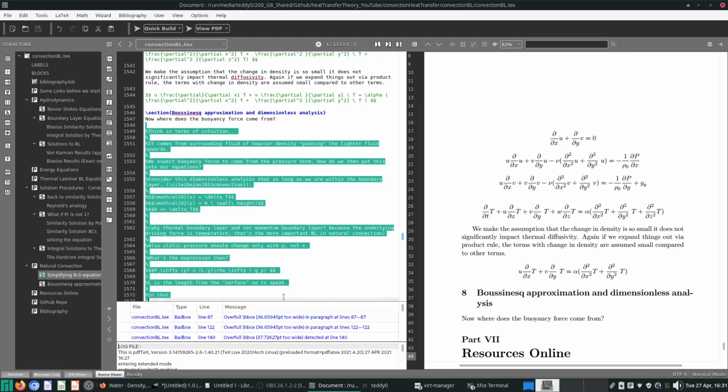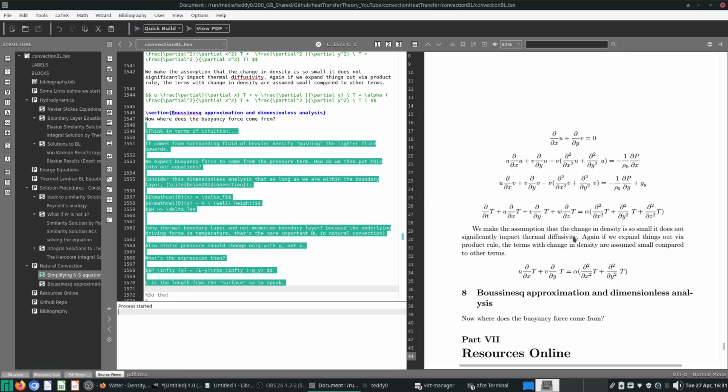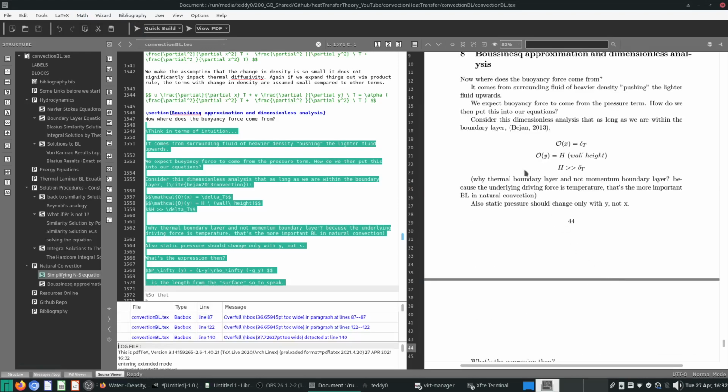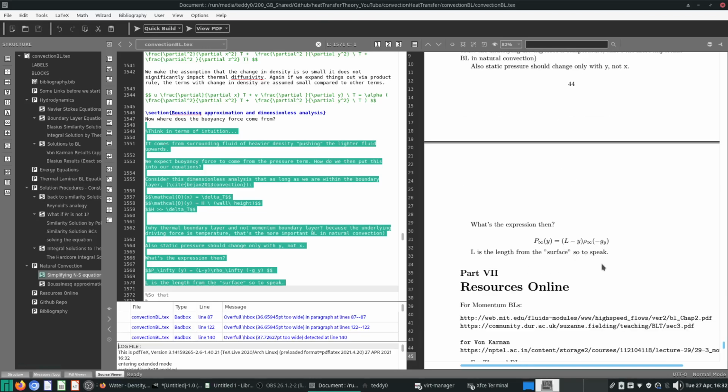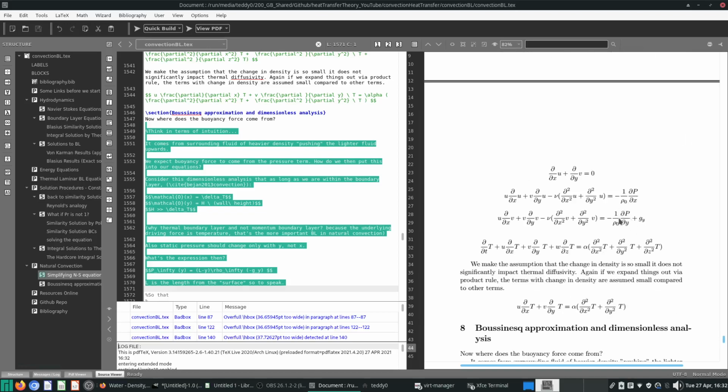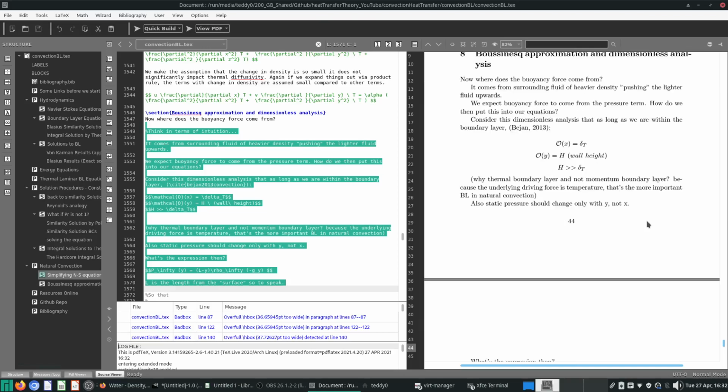So how do we actually put this in mathematical equation form? Like I said, the buoyancy force comes from this del P del Y term. This buoyancy comes from surrounding fluid of heavier density pushing the lighter fluid upwards. It should come from the pressure term, but how do we do it? How do we include this change in density inside our pressure term? Because that's where the buoyancy comes from, and we know cold fluid sinks, hot fluid rises relatively in a natural convection case. Over here we don't see density being put explicitly into this pressure term. How then do we include it?